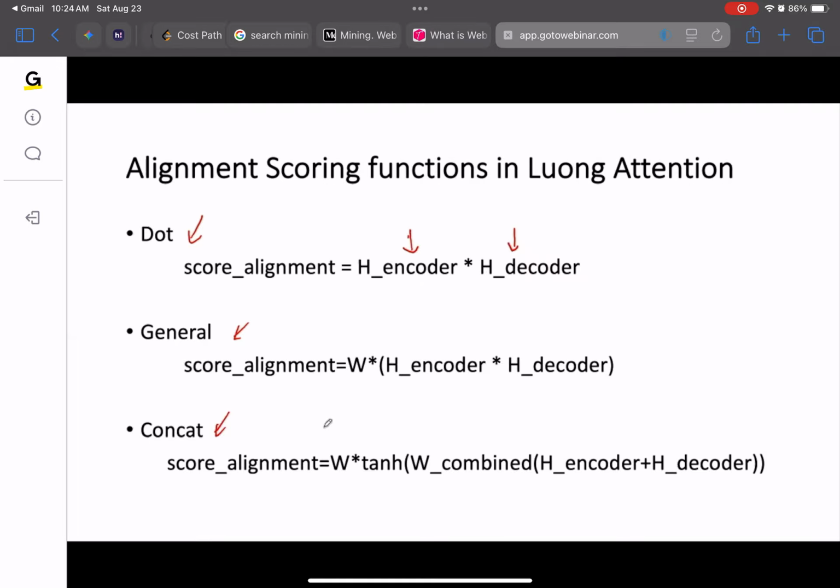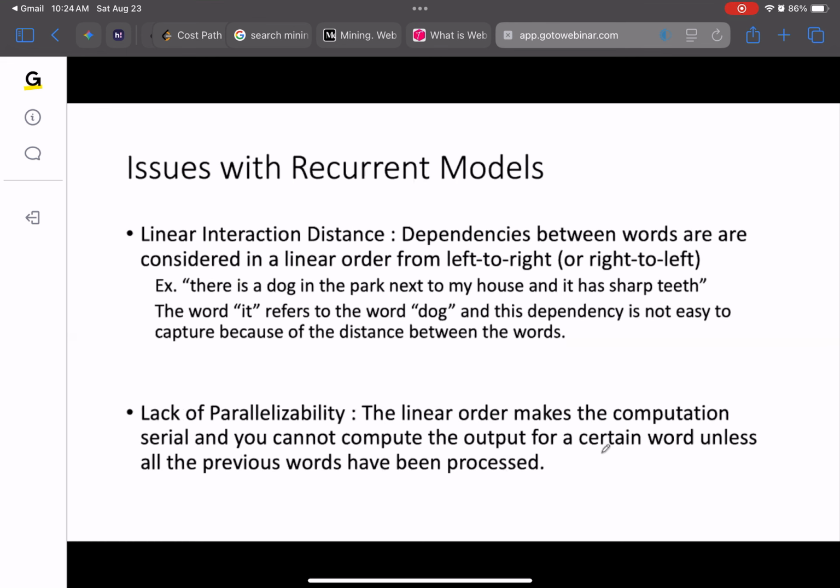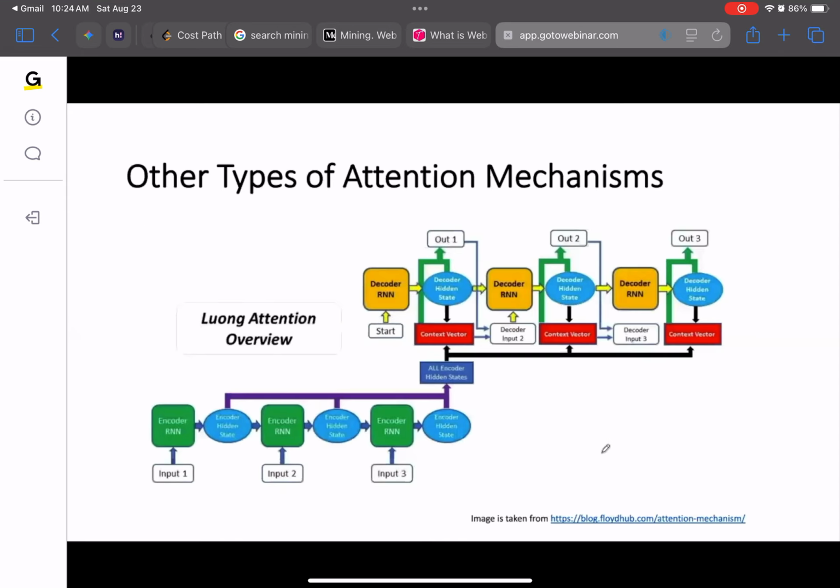Similarly, the general form is the same as the dot product, except that we multiply with a matrix, a linear transformation of it. And similarly, we have another concat behavior where we add them up. So these are different kinds of scoring mechanisms. That is the overall idea of how the attention mechanism works. What are the two forms of attention? There are several forms of attention, but the underlying idea is similar for all of them.